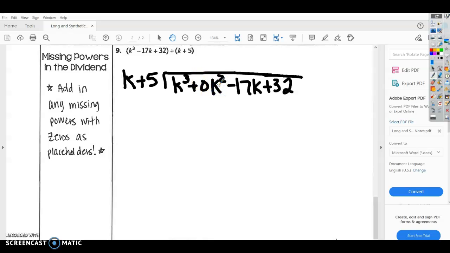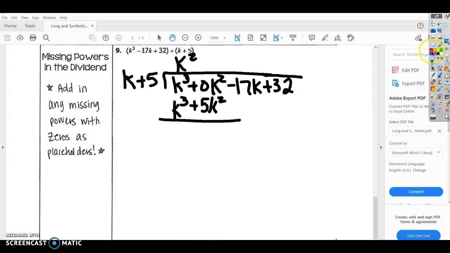Alright, so we're going to divide just like we were in the last video. K goes into k cubed, k squared times. So again, division is the opposite of multiplication. So k squared times k is k cubed. And then k squared times 5 is 5k squared. And now you can see the k squares line up with the k squares, and that's why we want to have a placeholder here.